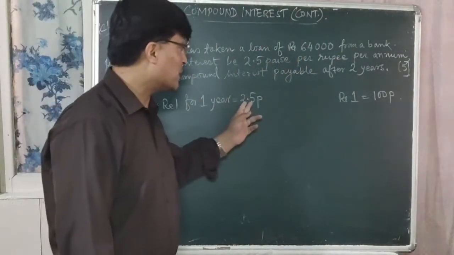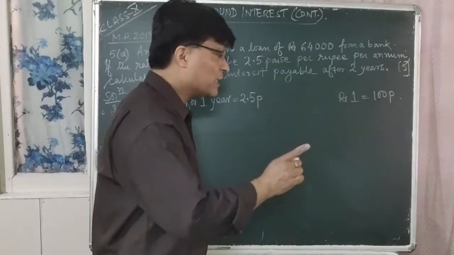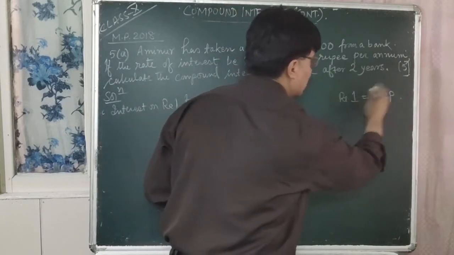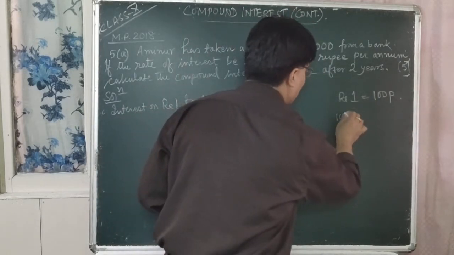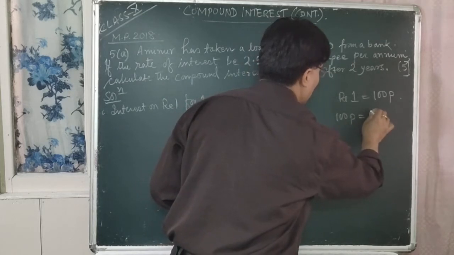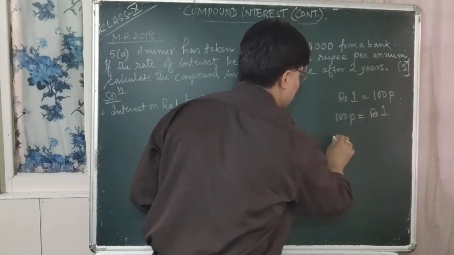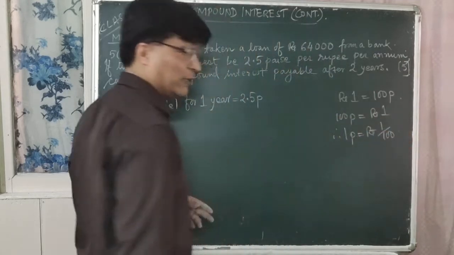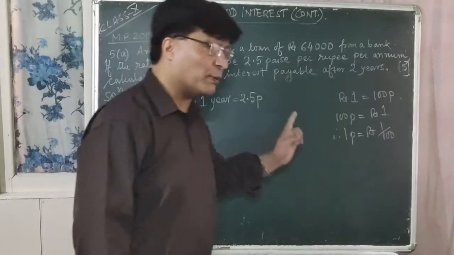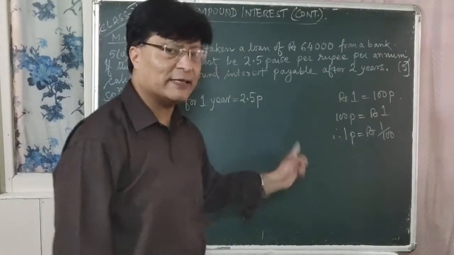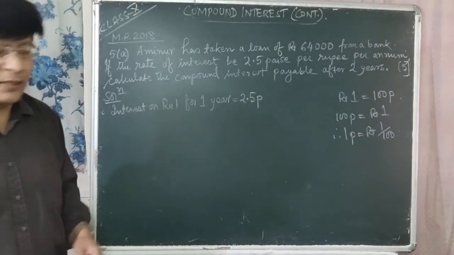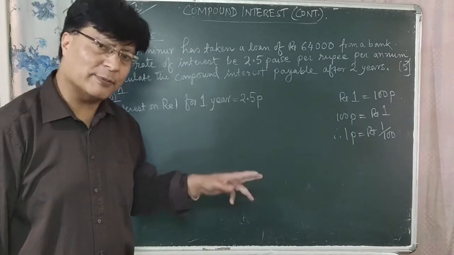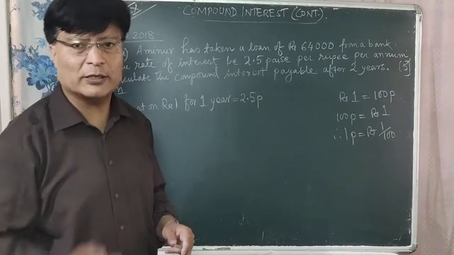Okay, since this paisa should be converted into rupees, write 100p on the left side and rupees 1 on the right side. So 100p is equal to rupee 1. That is 1 paise is equal to rupees 1 divided by 100. So if you want to convert paisa into rupees, then you have to divide that paisa by 100. Okay, if this paisa is divided by 100, then that paisa is converted into rupees.